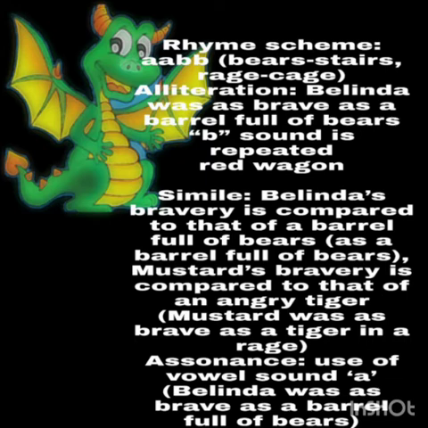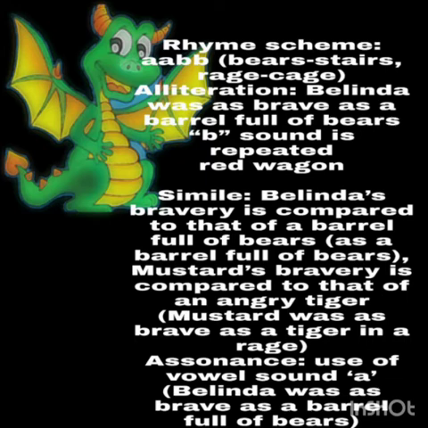If you see the rhyme scheme again, it is AA, BB: bear, stairs, rage and cage. Alliteration, the B sound, is repeated. Simile, Belinda's bravery out here is compared with a barrel full of bears. Mustard's bravery is compared to that of an angry tiger; "as" is again used. Assonance is the sound of a vowel, A, in "Belinda was as brave as a barrel full of bears."